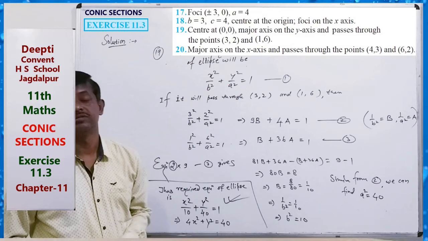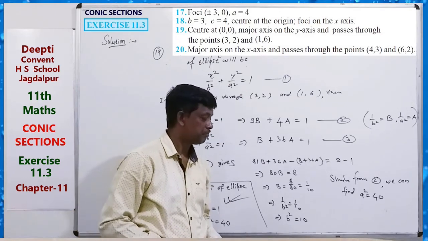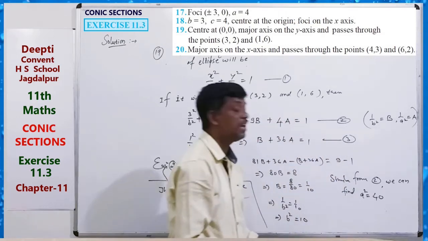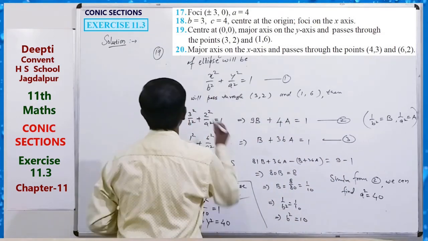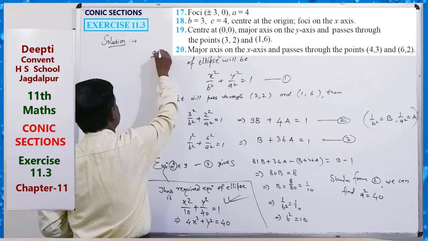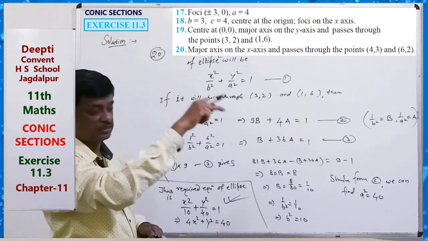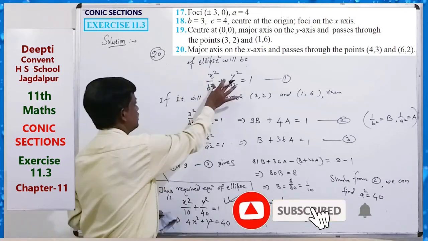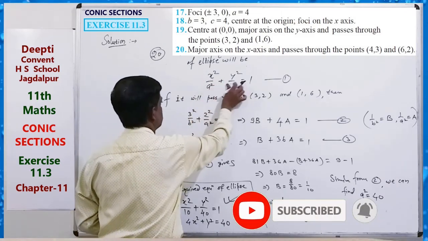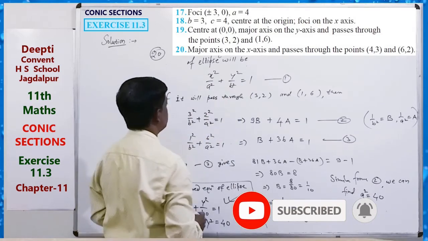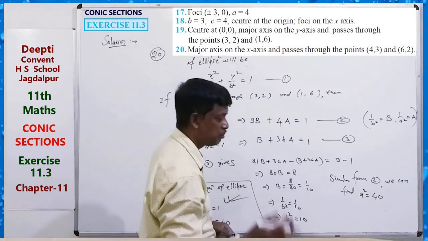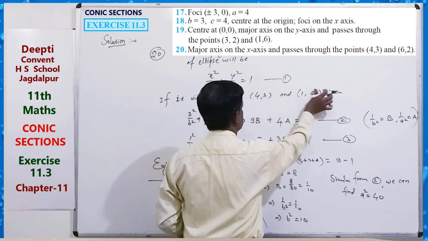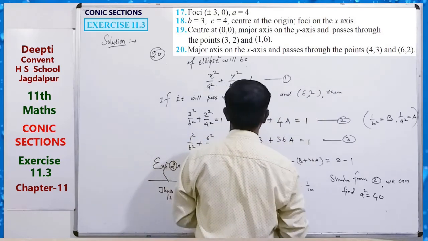Similarly, you can do question 20. 20 will be of the form what? Here the major axis is on the x-axis, so here will be a square, here will be b square. That will be the equation. And passing through (4, 3) and (6, 2).